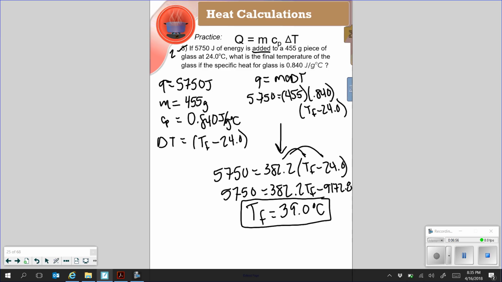Another way to solve for this would be to solve for change in T as its own entity. Just plug in a change in T up here in the equation, and then later go back and use your change in T value and calculate TF. So you can do it either way.